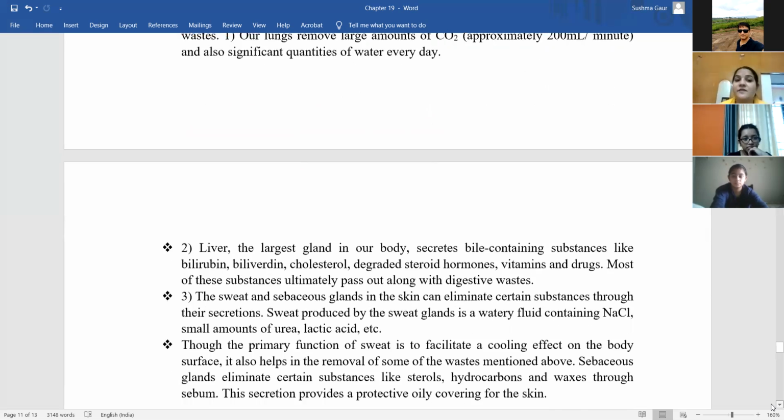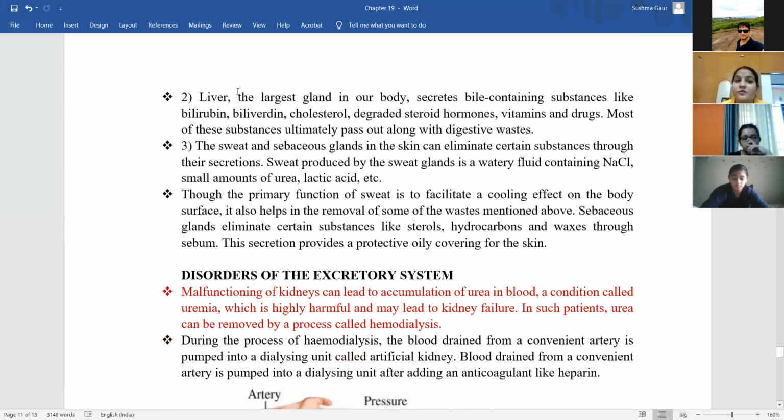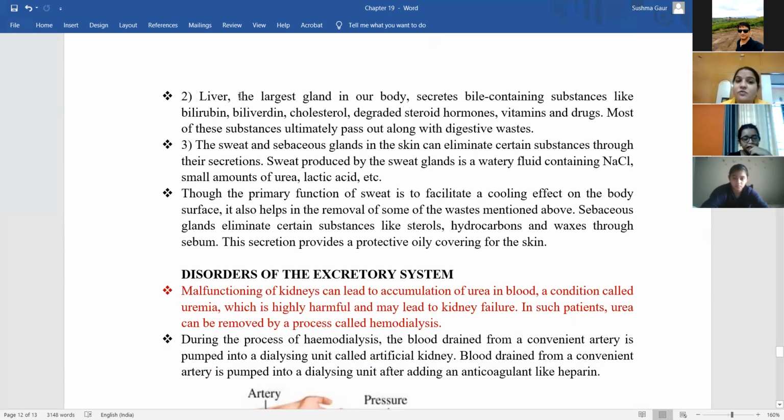The second is liver. How is the liver responsible for removing the toxic materials out of the body? Liver is the largest gland in our body and it secretes bile juice. We know digestion, that contains substances like bilirubin, biliverdin, cholesterol, and degraded steroid hormones, vitamins, and drugs. So most of these substances ultimately pass out along with the digestive waste. So when we get jaundice, the amount of bilirubin and biliverdin is increased. This is an indicative.